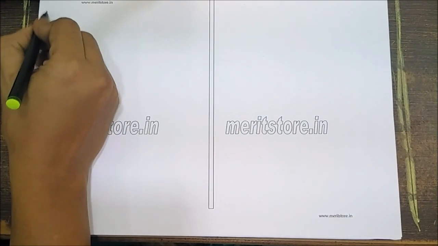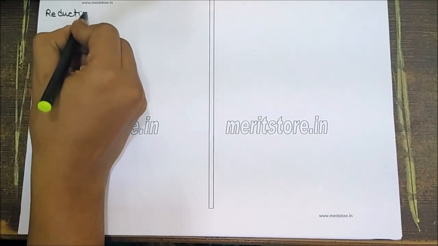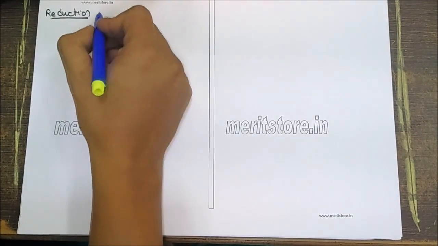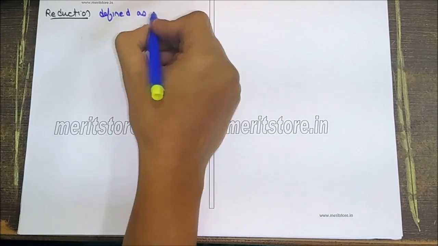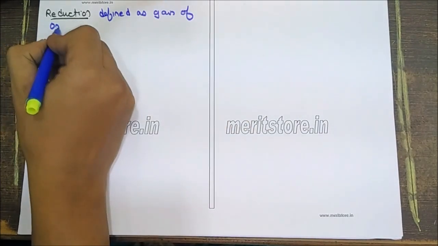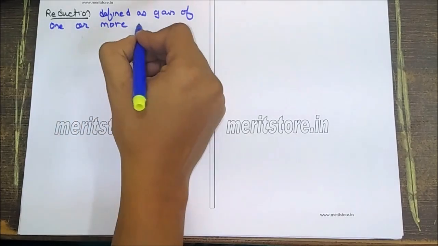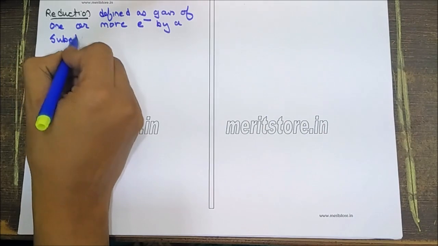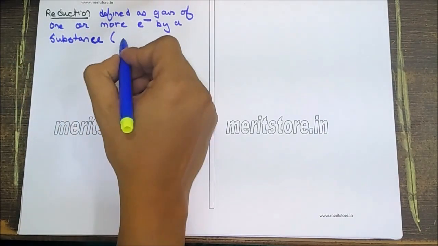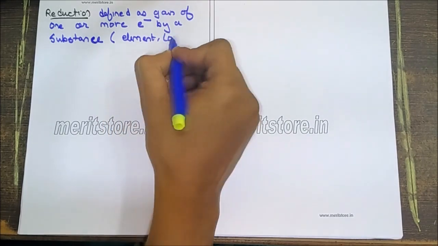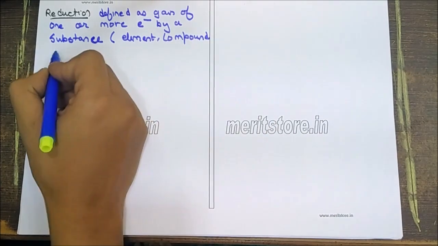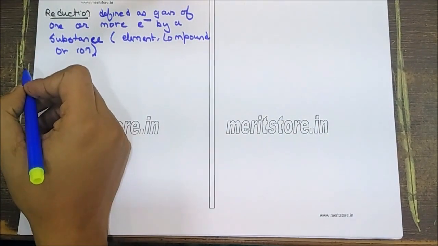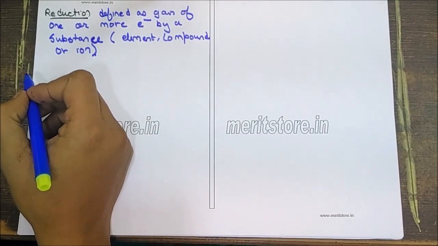Now let us try and understand what is reduction. Now oxidation was loss of electrons. So reduction would be defined as gain of one or more electrons by a substance which can be an element, compound, or ion. So oxidation is loss of electrons. Reduction is gain of electrons.